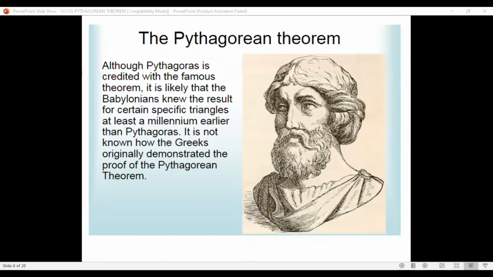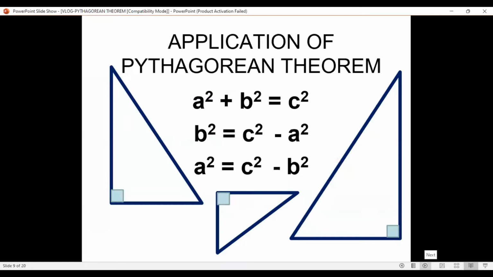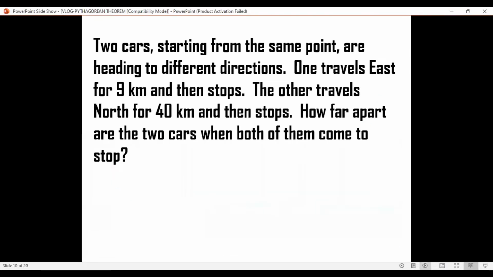Okay, we will now discuss how we could possibly use the Pythagorean theorem in problem solving. Just remember the formula for our Pythagorean theorem, which is generally a squared plus b squared is equal to c squared. And from there, you can already derive the other formulas when you are looking for the missing side. Okay, so let's look into this first problem.